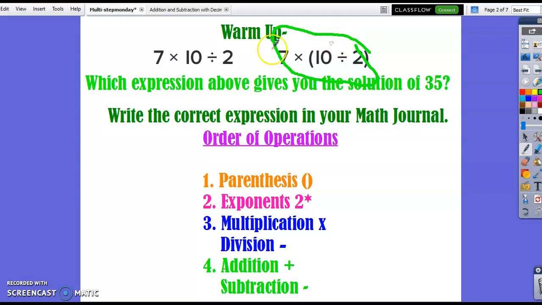If you picked the first one, you would have done it in order from left to right, and it would have been 7 times 10, which is 70, divided by 2, which would have been 35 also. But if you use your order of operations to divide by 2, this would have been the first step. This would have been the correct way to write it.